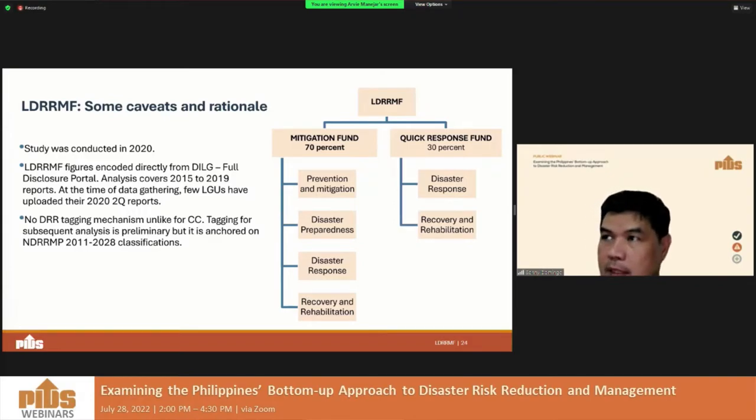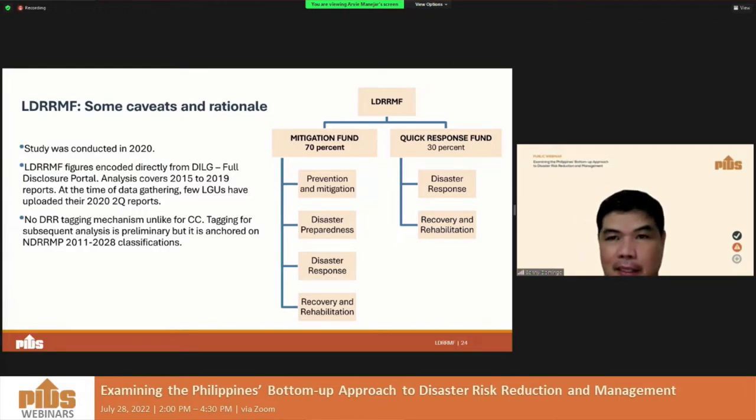Okay, so that was your National DRRM Fund. Now we look at details in terms of the Local Disaster Risk Reduction Management Fund. This is not as straightforward as our presentation in the previous slides, because we found it very difficult to actually look at. There is no summarized version of LGU reports detailing, for example, their utilization of the 5% from their regular revenue for DRRM-related initiatives.